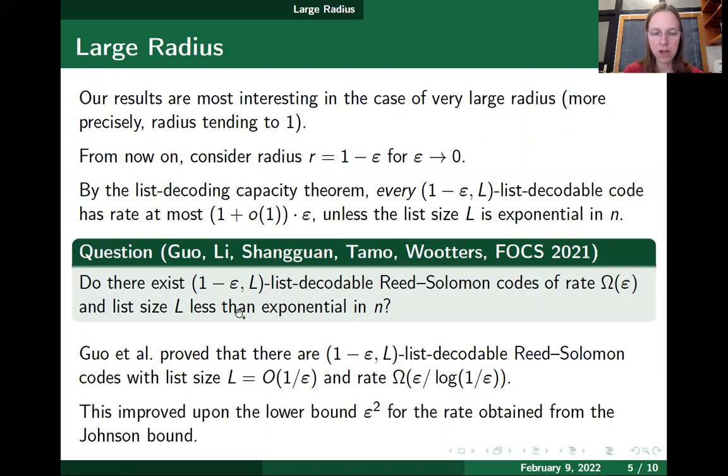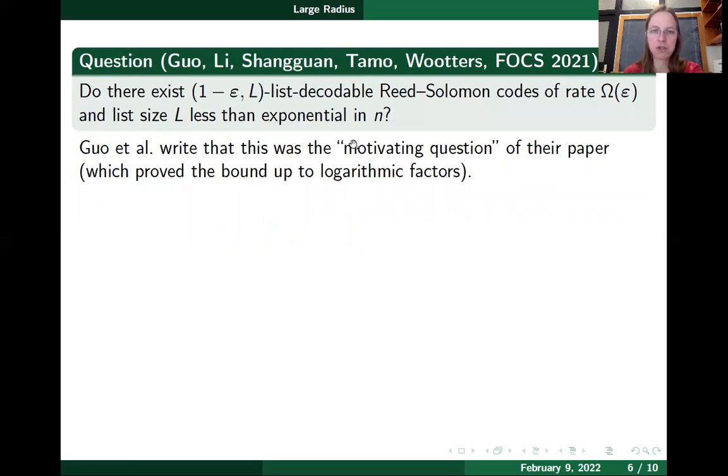In their paper, where they had this as their main motivating question, they proved that you can achieve this rate up to a log factor. They proved that there are (1 minus epsilon, L) list decodable Reed-Solomon codes with list size L on the order of 1 over epsilon and rate being epsilon divided by a logarithmic term. That result improved upon the lower bound epsilon squared for the rate that one obtains from the Johnson bound. By the Johnson bound, one can more or less automatically see that there are Reed-Solomon codes of rate epsilon squared, but they improved it to epsilon over a log term. But their main motivating question, as they wrote in the paper, was to ask whether you can get rate Omega of epsilon.